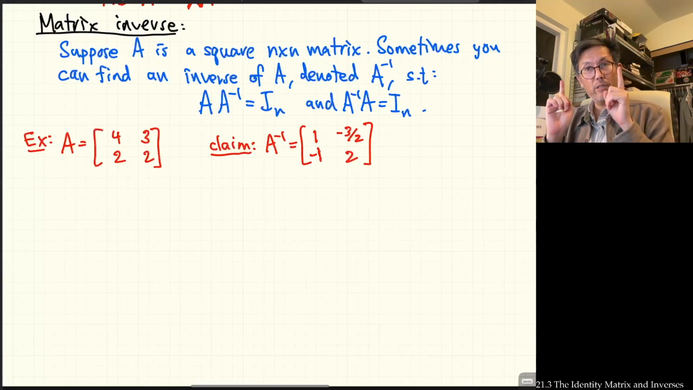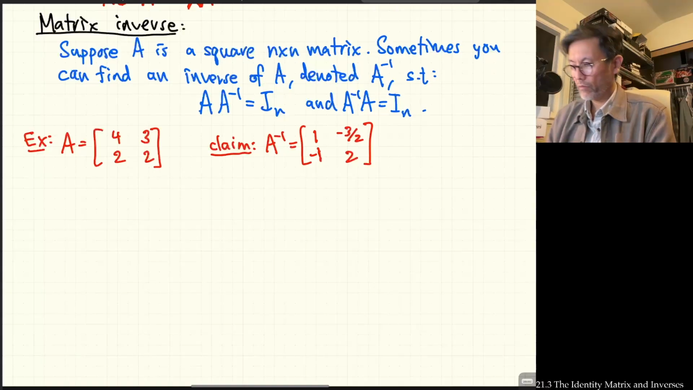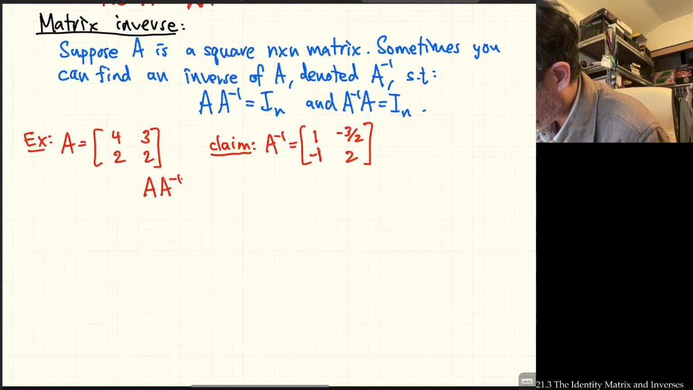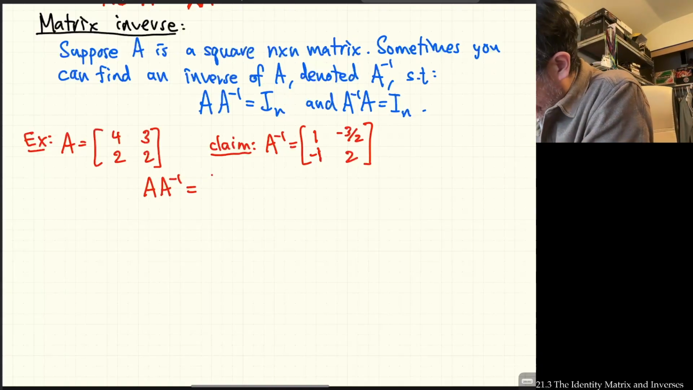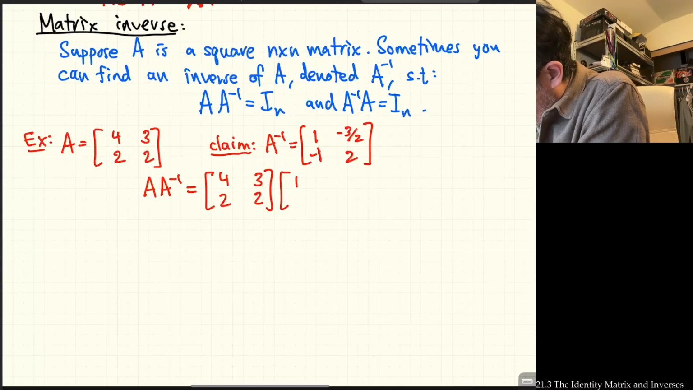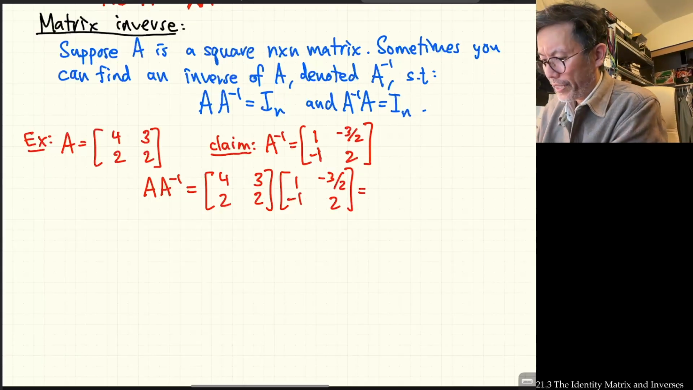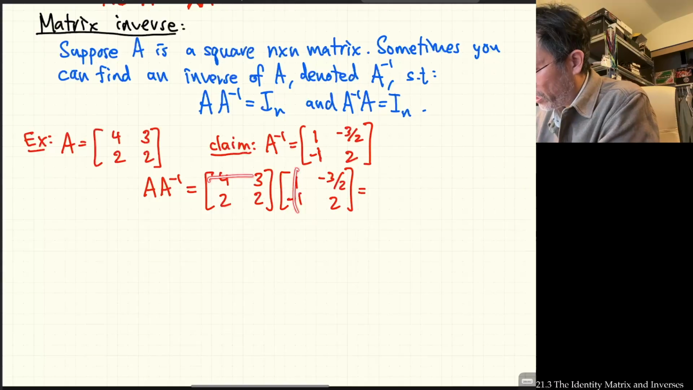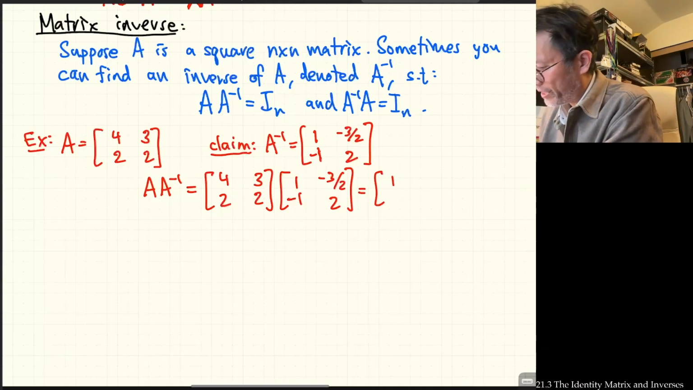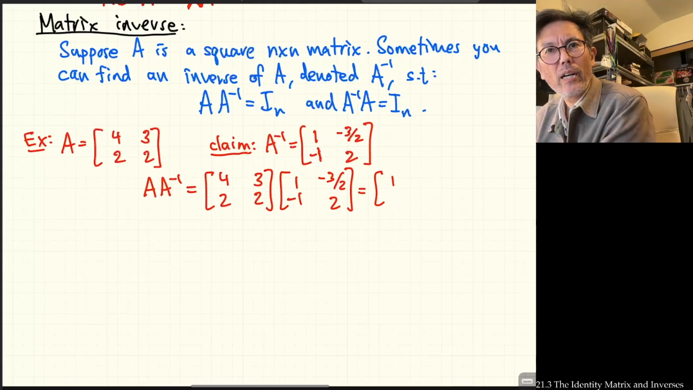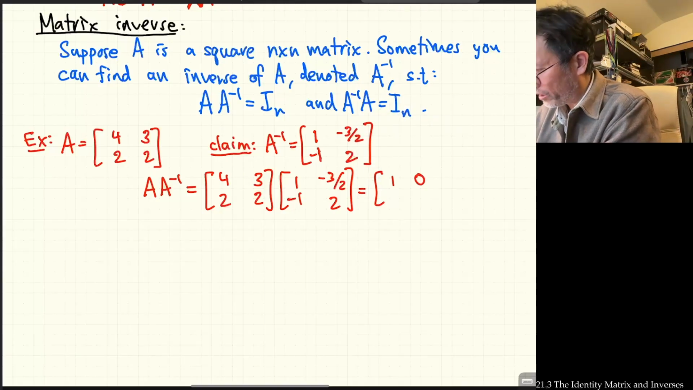I can check this by doing the product A times A inverse. All right, so this is 4, 3, 2, 2 times 1, negative 3 halves, negative 1, 2. And what do I get here? So this row times this column, I get 4 minus 3, which is 1. 4 times negative 3 halves is negative 12 halves, that's negative 6, plus 3 times 2, which is 6. That's 0.